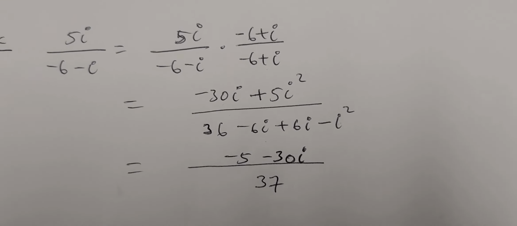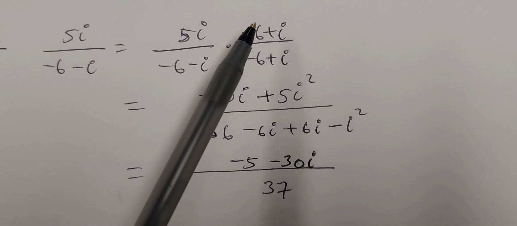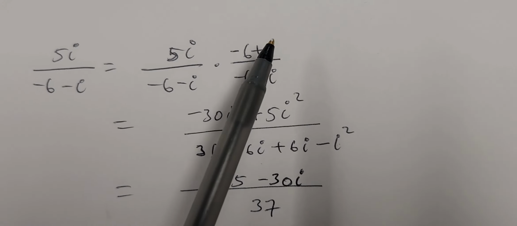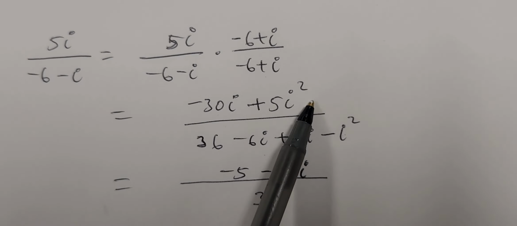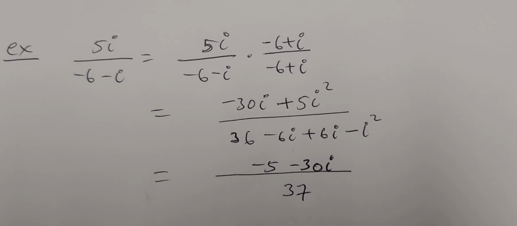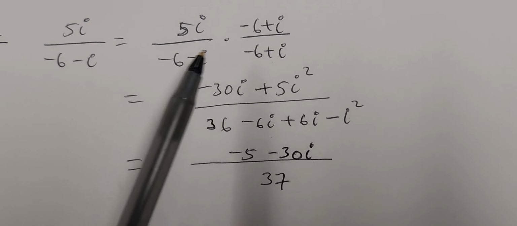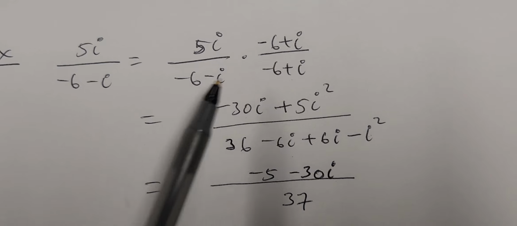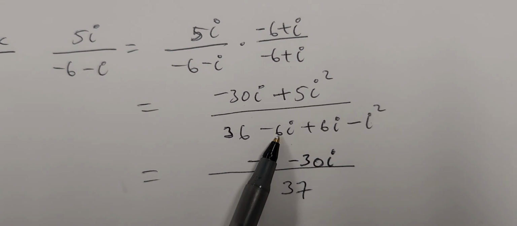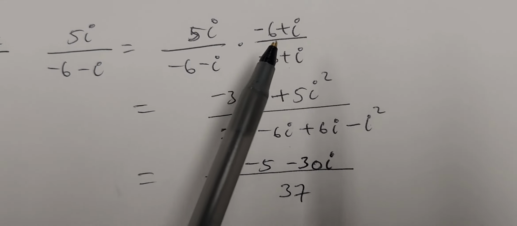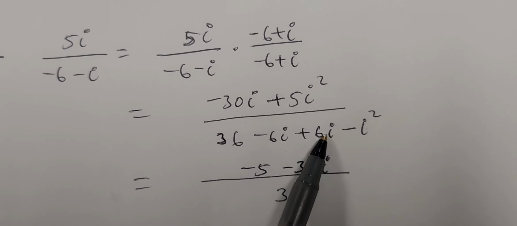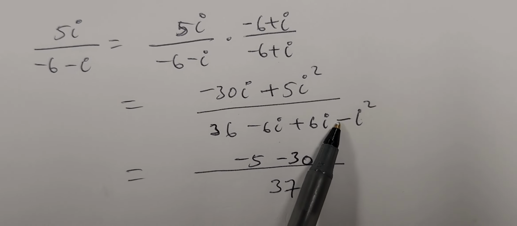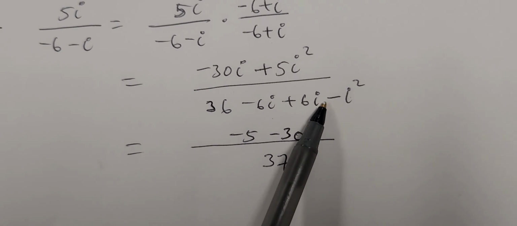Now after that, just multiply. 5i times negative 6 is this negative 30i. 5i times another I gives me positive 5i squared. So that's for the top. Now do the bottom. Negative 6 times negative 6 gives me this positive 36. Negative 6 times I is negative 6i. This negative I times this negative 6 become positive 6i. Negative I times this positive I gives me negative I squared. So this is for the bottom.